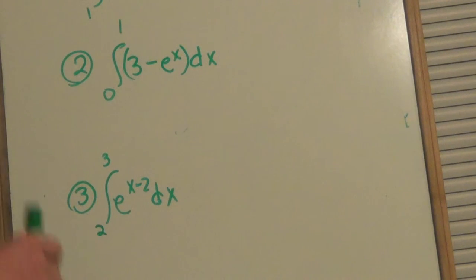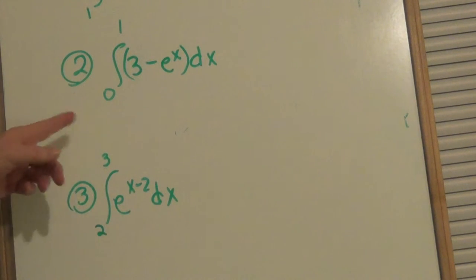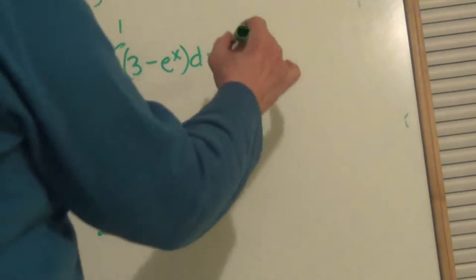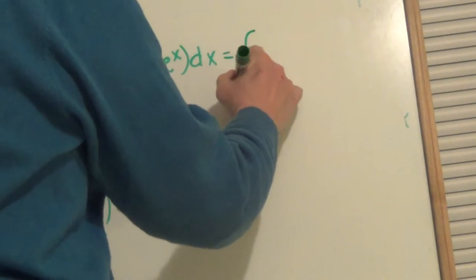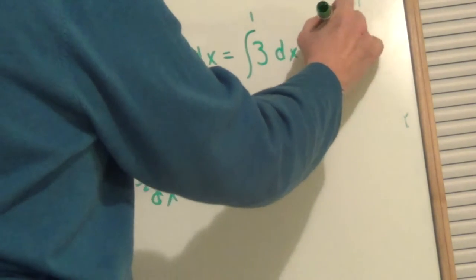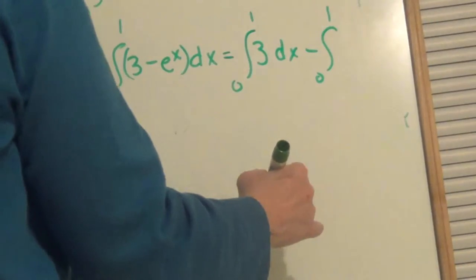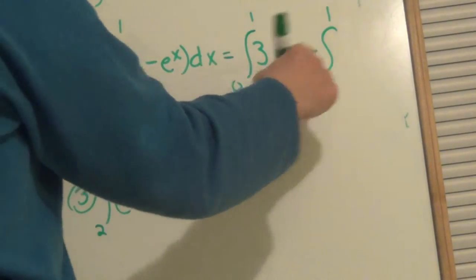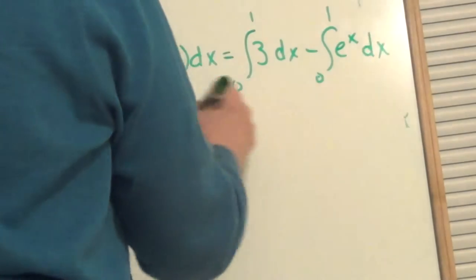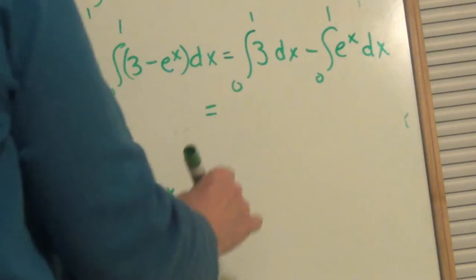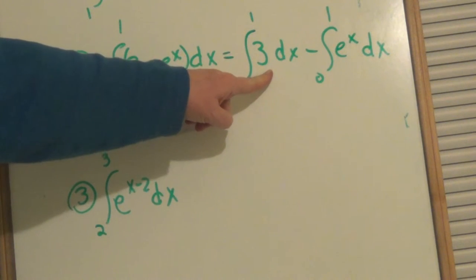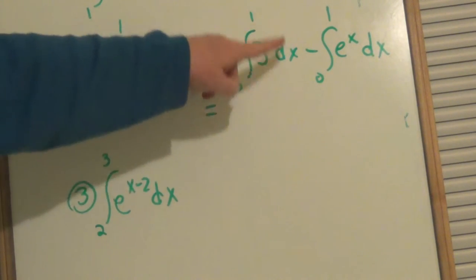Now this requires us to remember that the integral of a sum is the sum of the integrals. So I can rewrite that as 2 integrals. The integral from 0 to 1 of 3 dx minus the integral from 0 to 1 of e to the x dx. Now I can find a value for that. You say, well, you didn't give me the integral from 0 to 1 of 3.